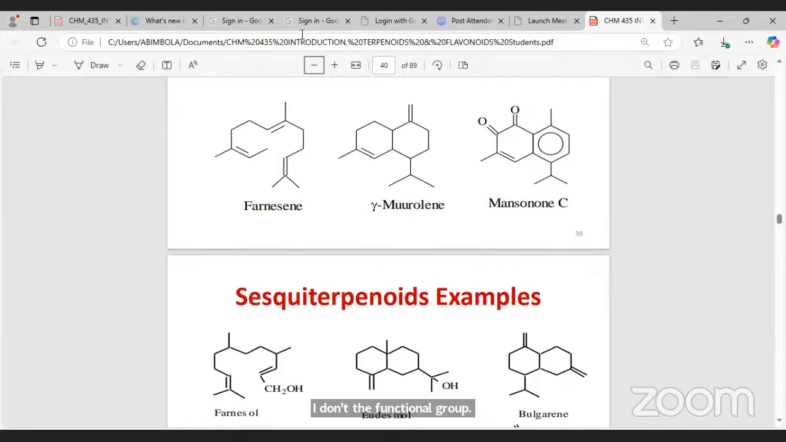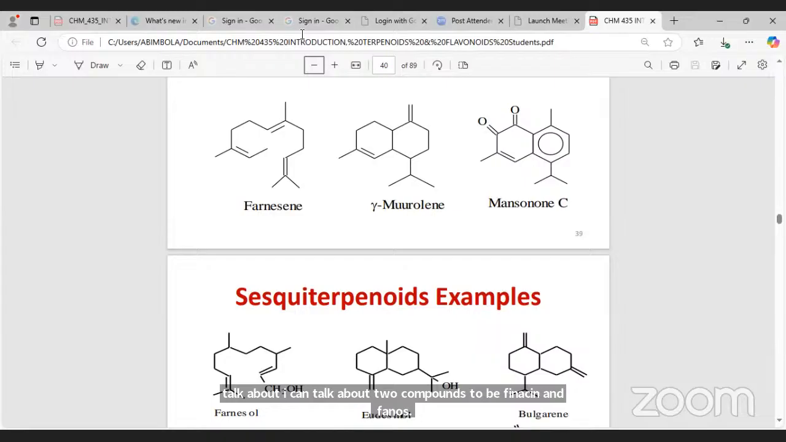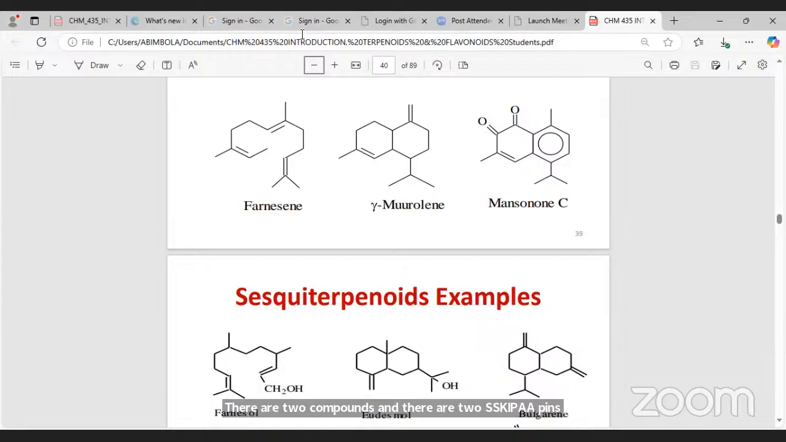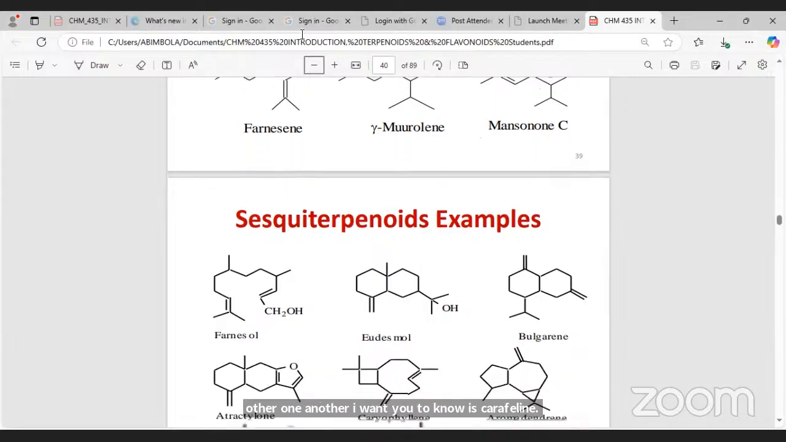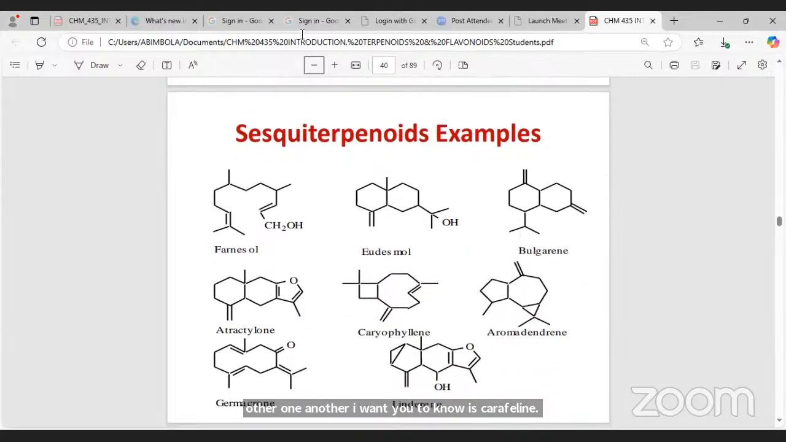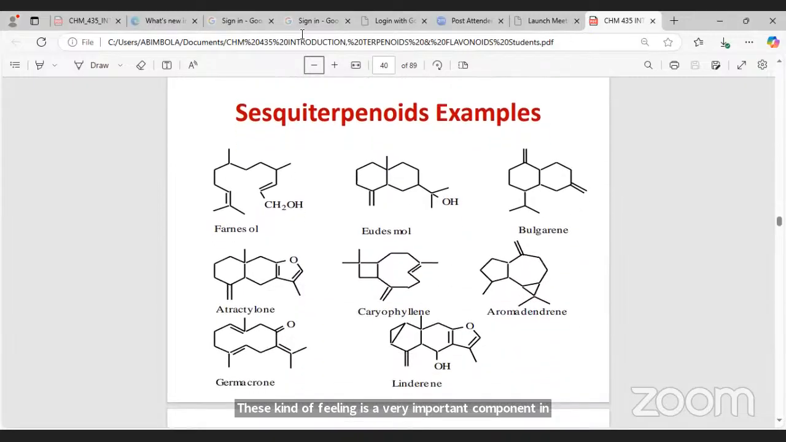So I can talk about two compounds, farnesene and farnesol. There are two compounds, and they are two sesquiterpenes. Whenever you know one, you know the other one. Another one I want you to know is caryophyllene. Caryophyllene is a very good and important component in essential oil. I think in the next slide, you're going to understand that we like this caryophyllene so much.